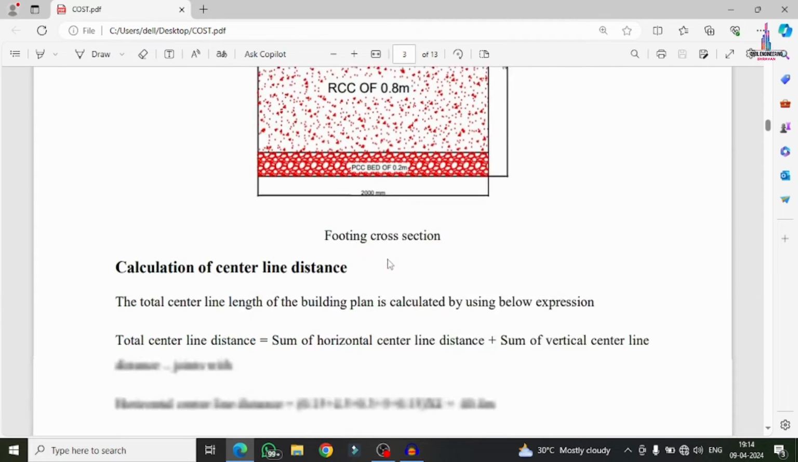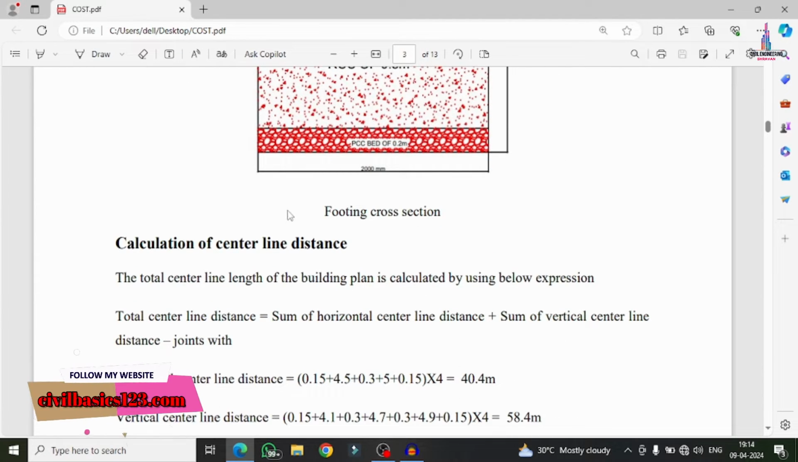Now I will explain how to calculate the center line distance using the center line method. But this center line distance is only applicable for the load bearing structure. A load bearing structure is nothing but a structure without column sections. They construct only the walls, and on the walls they construct the slab. There will not exist any column section for this load bearing structure. Only in that case do we follow this particular calculation. Otherwise, if you are following frame section models, then we have to follow another method.